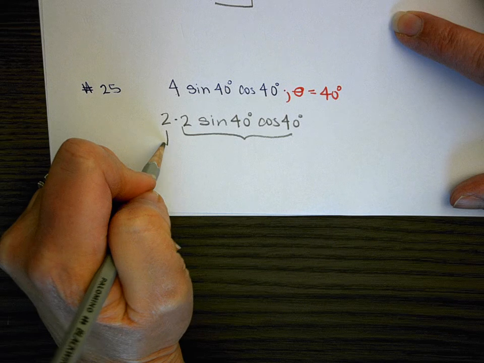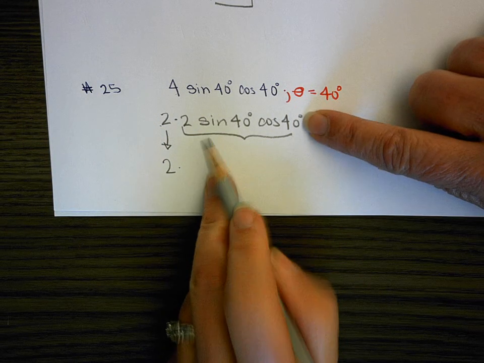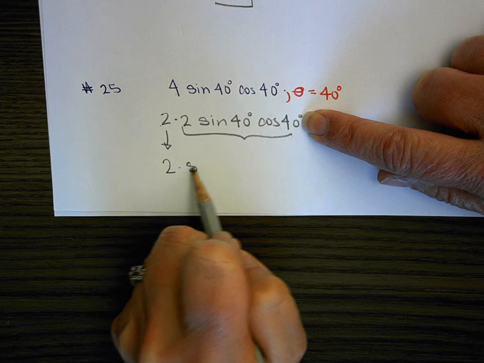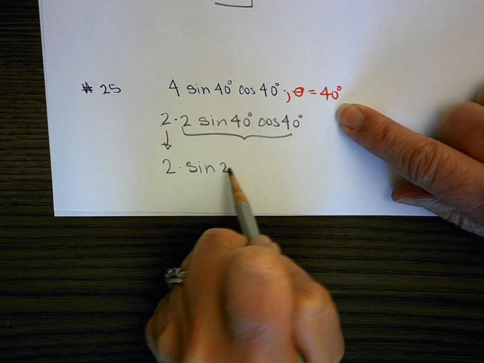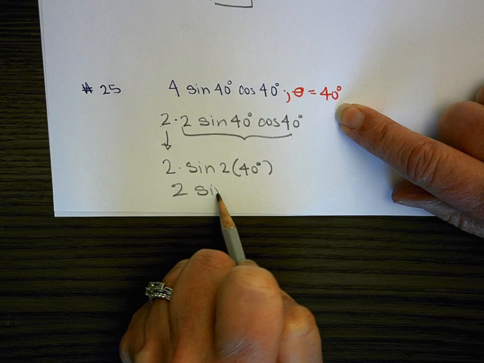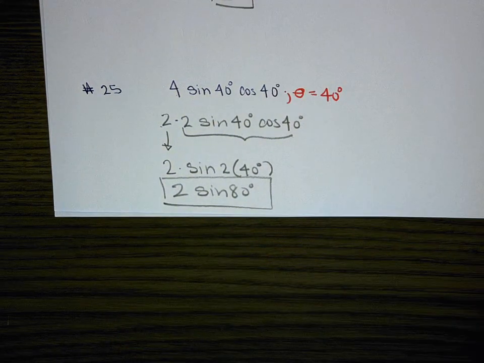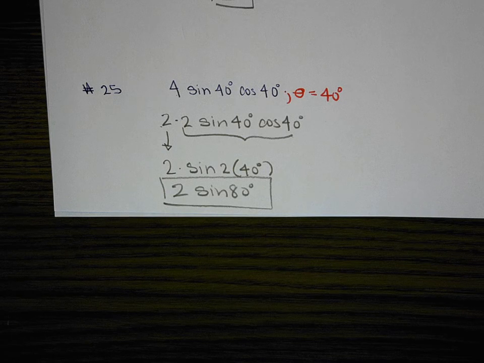So this 2 is still going to be here, this one right here. And then this is my identity, so that's going to be replaced with sine of 2 times theta, which was 40 degrees. And so that would just be 2 times the sine of 80. And then 80 degrees is not a value I know, so that would be the farthest I can go to simplify that. And that's it.